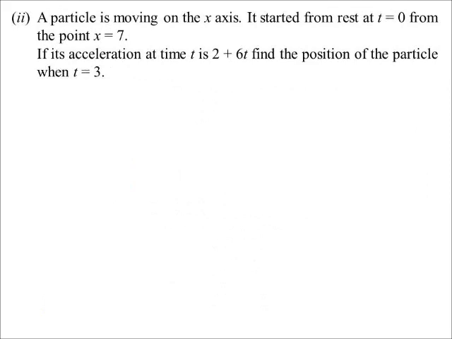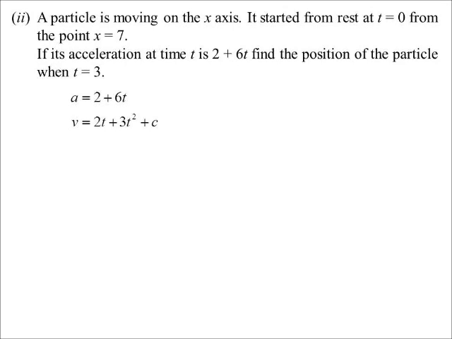All right, so another particle moving on our x-axis, how handy. It starts at rest, t equals 0, but it's going to start not at the origin, but over at x equals 7. Its acceleration at time t is 2 plus 6t. Now we want to find where it is at t equals 3. So I have a formula for acceleration. I can find a formula for velocity by integrating.